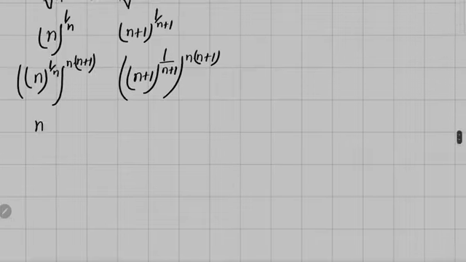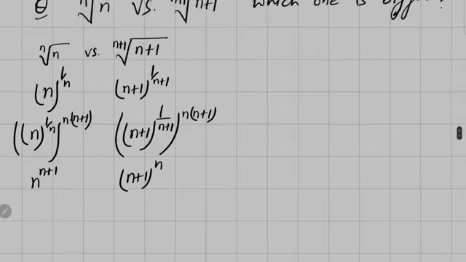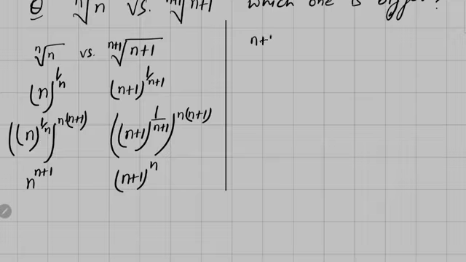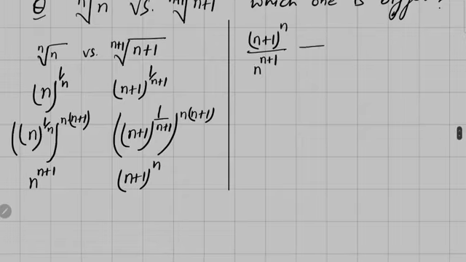So the expression becomes n to the power n plus 1, and this expression becomes n plus 1 to the power n. If we divide the expressions, that is (n plus 1) to the power n divided by n to the power n plus 1, then my goal is to check whether the expression is less than 1 or bigger than 1.